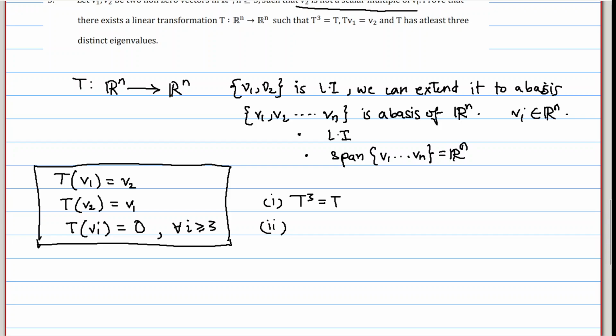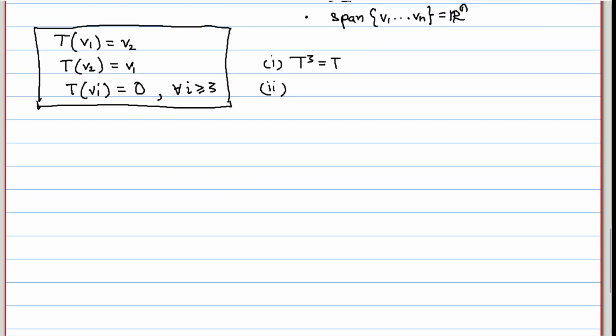We can extend it to a basis. What does this mean? This means that you can obtain vectors v3, v4, dot dot dot vn from R^n such that the entire set is a basis. This is a famous theorem called the extension theorem.